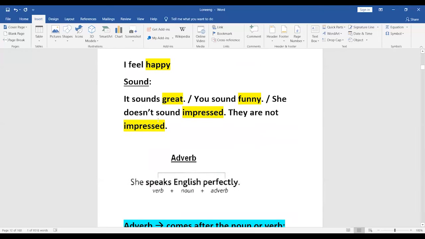Let's take a look at sounds and feelings. Let's say she doesn't sound impressed. So she again is the subject. It is also a common noun. And so she is impressed. Because impressed adds more meaning to the noun, impressed becomes the adjective here. Now, I would like you to go through the other sentences here, which are short, sweet, and easy to memorize. You can also use them as and when it's required.